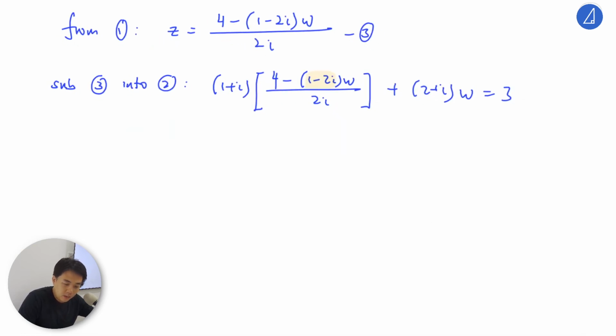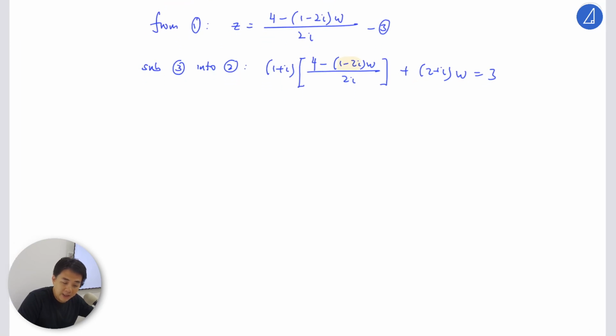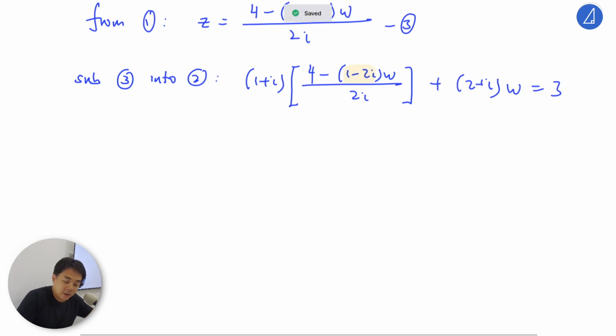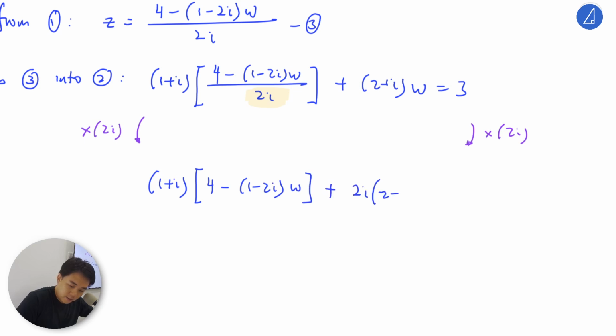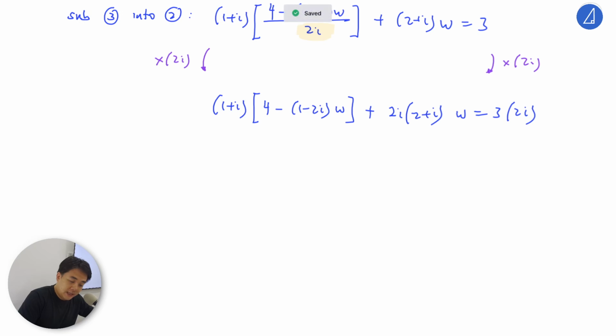So just do it slowly. Make W the subject. I'm just going to multiply by 2i because the 2i below is too annoying. So I'm going to multiply by 2i throughout. That will be (1 + i)(4 - (1 - 2i)W) + 2i(2 + i)W = 3 times 2i. Treat this as a single entity, this one and this one. Treat them as a single entity, and factorize this.